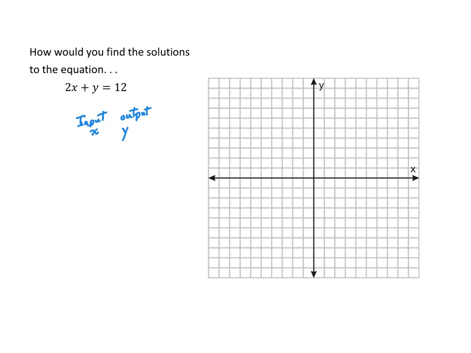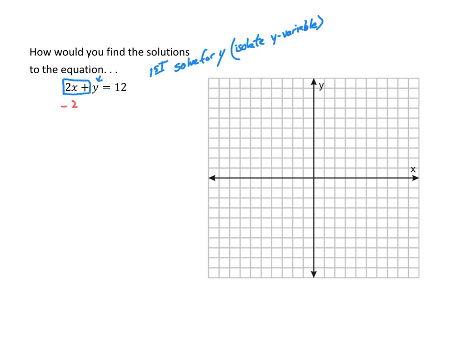We can fix that. So the first thing we're going to do is solve for y, which means we're going to isolate the y variable. To isolate the y variable, we have to solve equations just like we did before, except now we don't have all numbers. All right, so let's take this and move this down a little bit here. So to isolate the y variable, we have to cancel out this plus 2x. To cancel out the plus 2x, we are going to minus 2x. Subtract 2x on both sides.